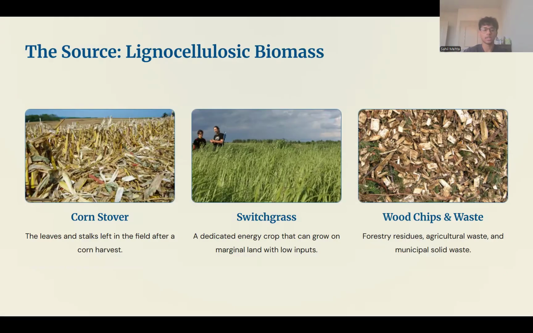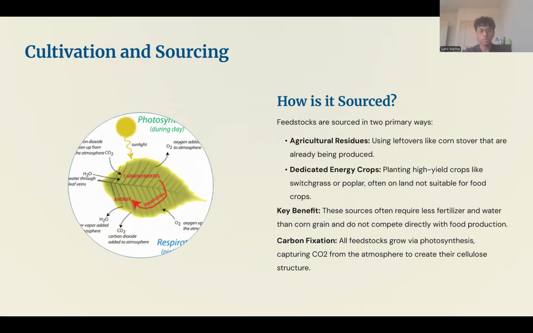So the source is lignocellulosic biomass. It can basically come from corn stover, switchgrass, or even those wood chips and waste, which sometimes we see on playgrounds and such. Basically it's sourced from agricultural residues and dedicated energy crops. The agricultural residues are just leftovers of different types of plants and other food sources.